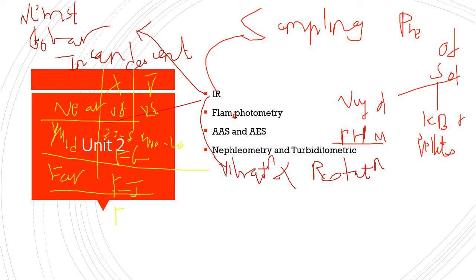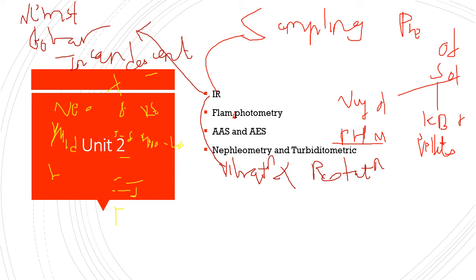Similarly, this is very, very important in the fingerprint as well as the functional group region. Always remember that in the fingerprint region, there will be bending vibrations. And in the functional group region, there will be stretching vibrations. That is very, very, very important. And bending and stretching are types of vibrations.